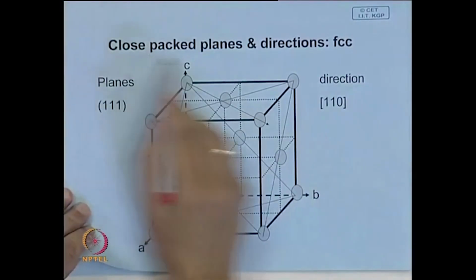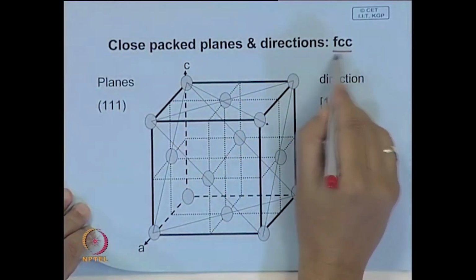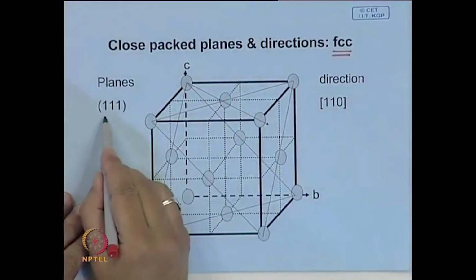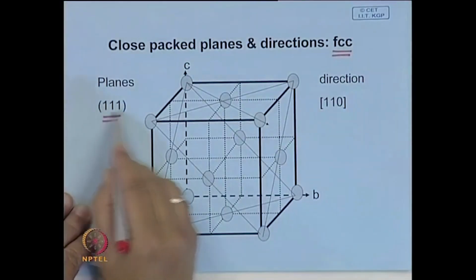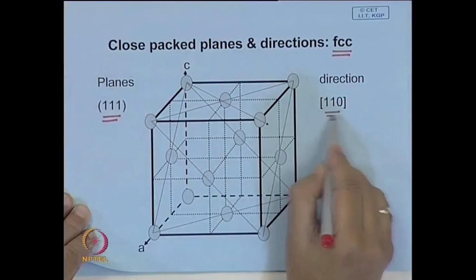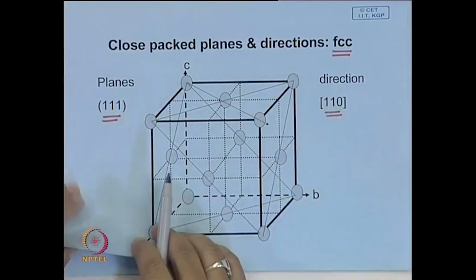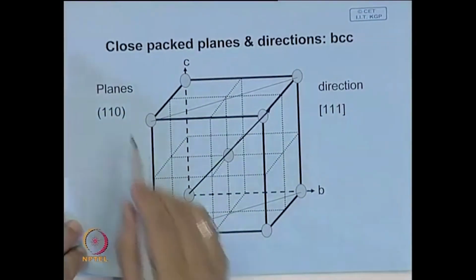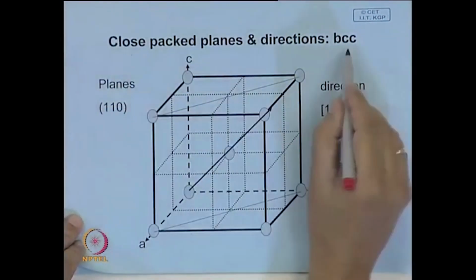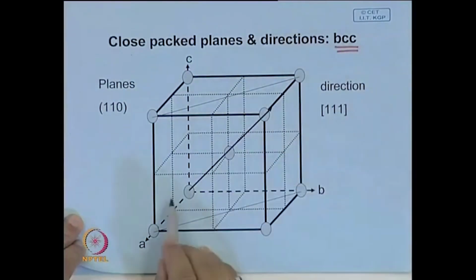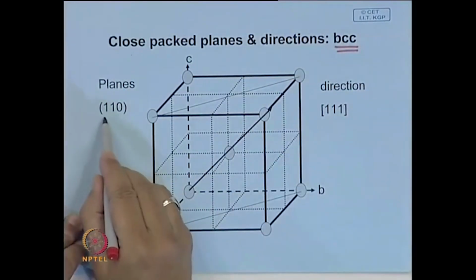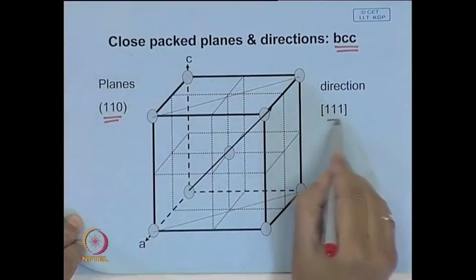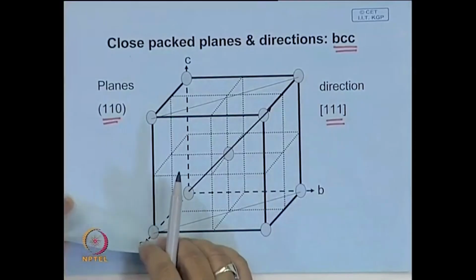Look at the close packed planes and direction in FCC and try and find out or locate each of these 1, 1, 1 planes and each of these directions, how they are arranged. Repeat the same thing in case of a body centered cubic structure. Try to locate all planes of type 110 and all directions of type 111.